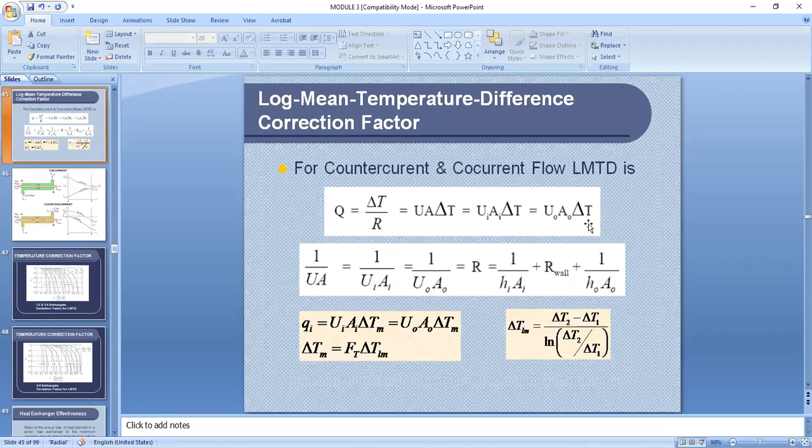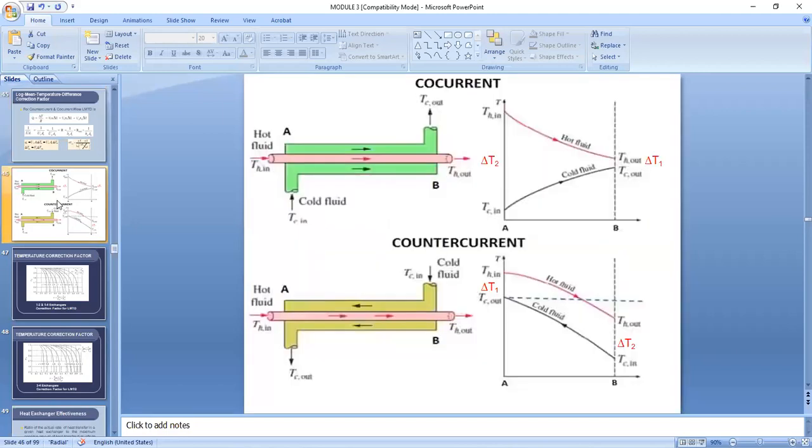But oftentimes, class, what we use is the UA delta T mean formula, wherein we take into consideration the temperature correction factor. But before we go to the temperature correction factor, let's have first the delta T log mean. How do we solve for the delta T log mean? It's based on the manner in which your hot and cold fluid transfer energy, or their flow orientation.